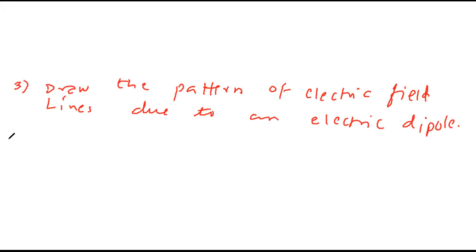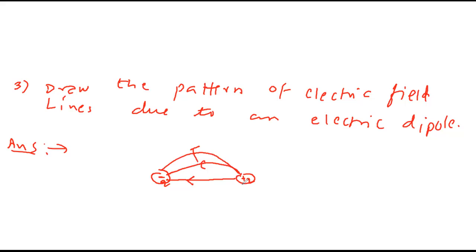What is an electric dipole? What is the meaning of electric dipole? Having two equal and opposite charges at a finite small distance. Yes. That means if this charge you take negative and this charge positive, separated by a finite distance, this becomes an electric dipole. So from positive the field will start and go to the negative. Correct, na? Yes, sir. Just draw it now. Pattern of electric field for this.